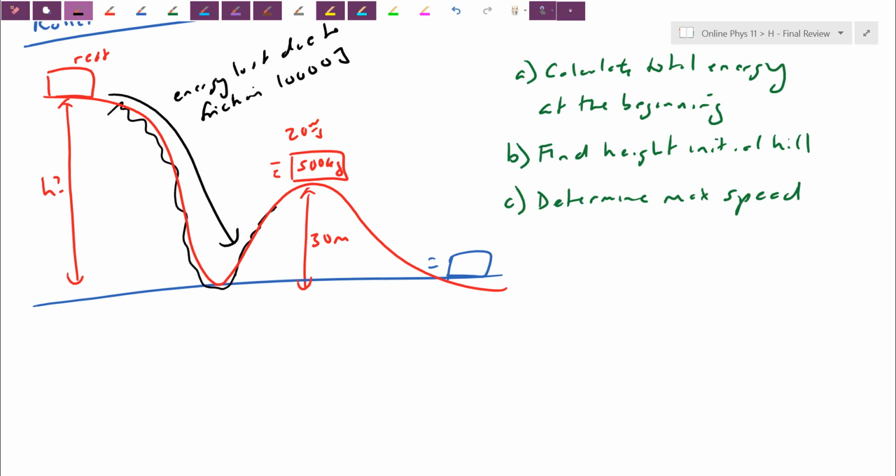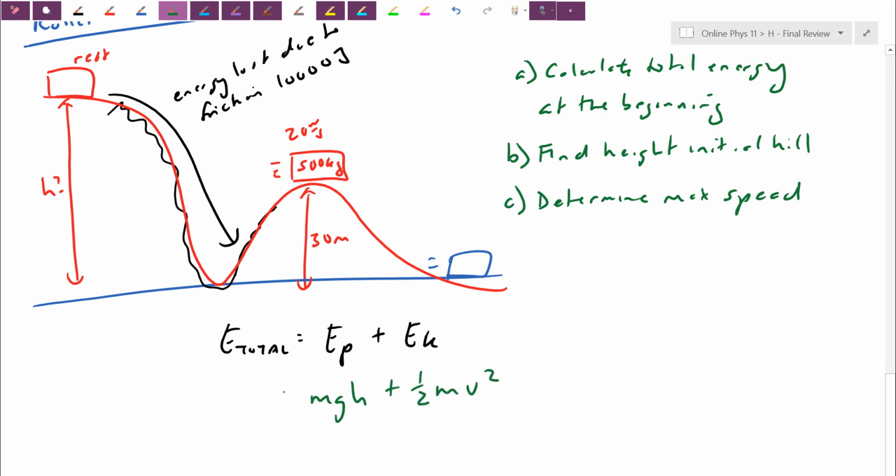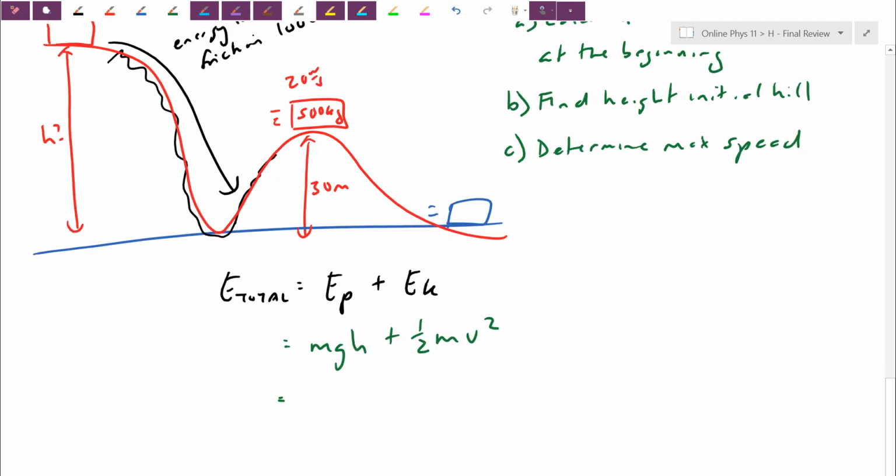Usually I would start off where I know more information. I know a lot of information at the second hill. At the second hill, we are some distance off the ground. So if I wanted to calculate part A, the E total is split, because I'm 30 meters off the ground, I have some potential energy, and I also have some kinetic energy. For potential energy, we have the formula mgh. For kinetic energy, which we already saw last chapter, it's half mv squared. Because I know a lot about this part, let's just calculate it.